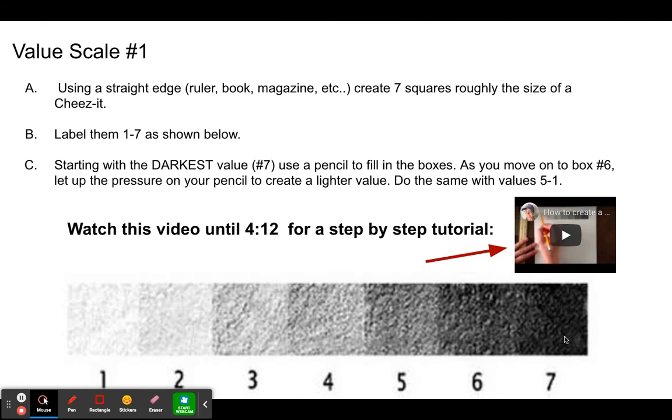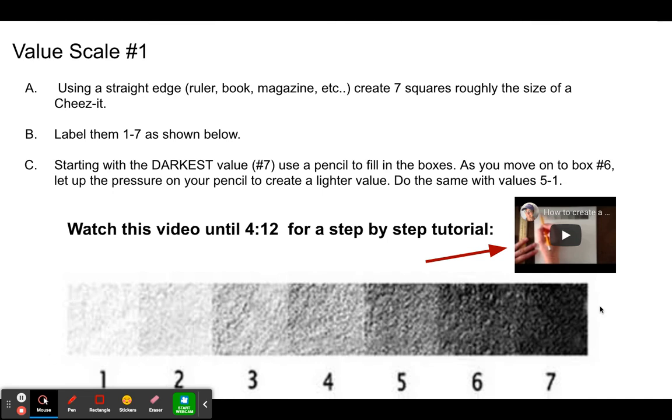And then starting with the darkest value over here, number 7, you're going to press as hard as your pencil will let you. Really, really hard. And then over here on number 6, you're going to press just a little bit less. And number 5, just a little bit less. Number 4, a little bit less, until you get all the way down to 1. And square 1 can be totally white.